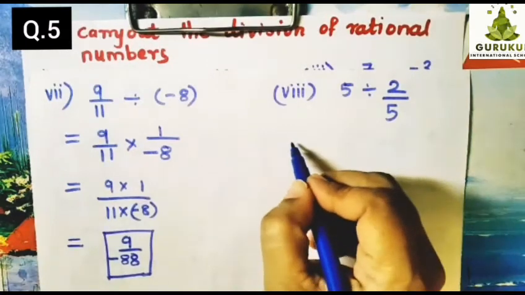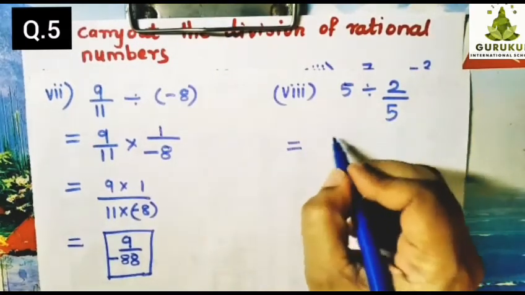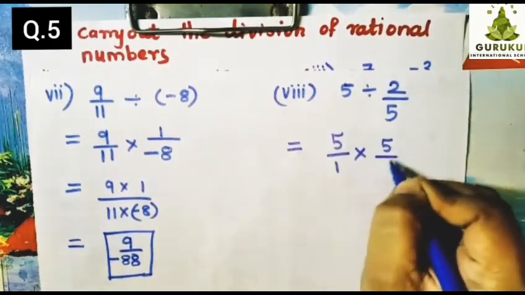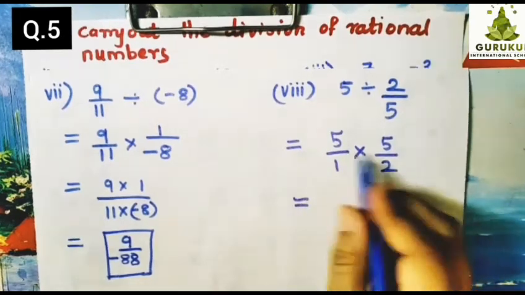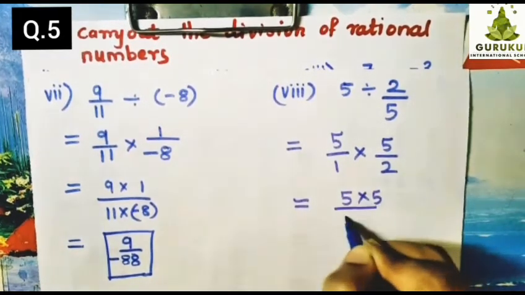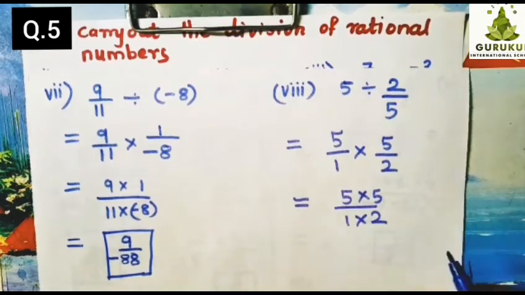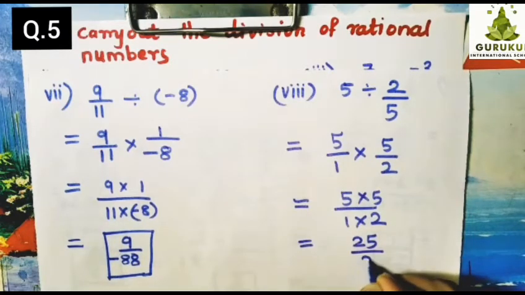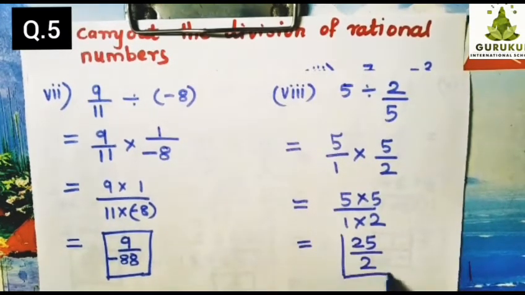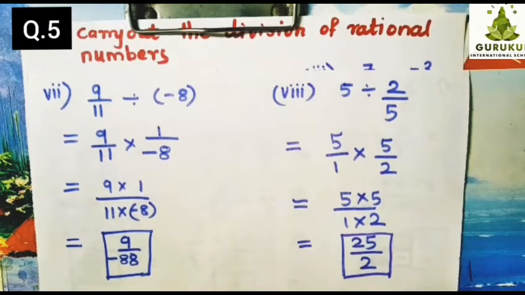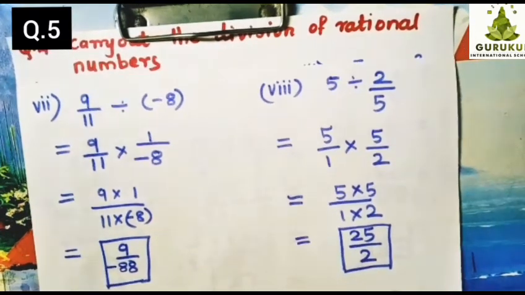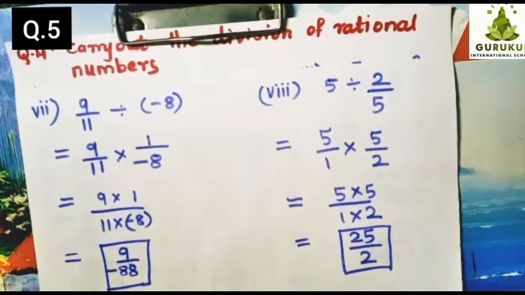8th sum, same way, write it. 5 upon 1 into, this will be 5 upon 2, correct? So 5 into 5 upon 1 into 2. What it will become? 5 5s are 25 and 2 1s are 2. So final answer for this is 25 upon 2. So here we have completed practice set 21. This we have finished for division, that is carry out the division of rational numbers.